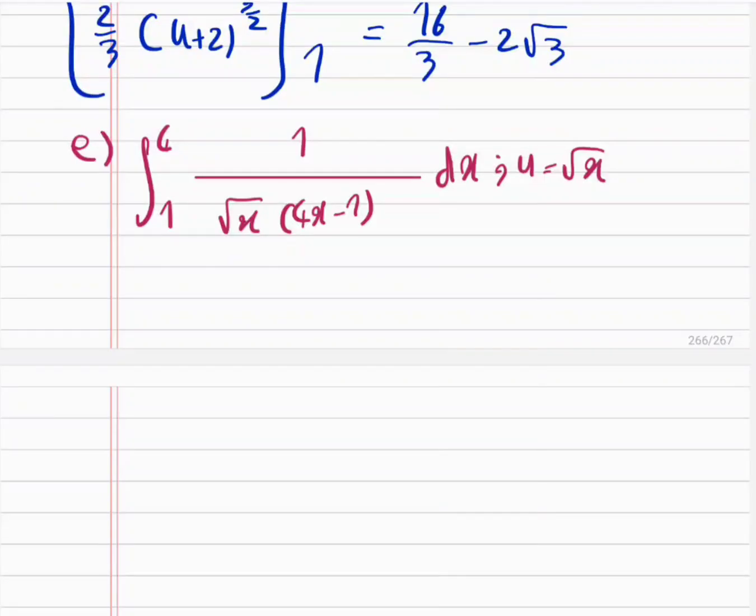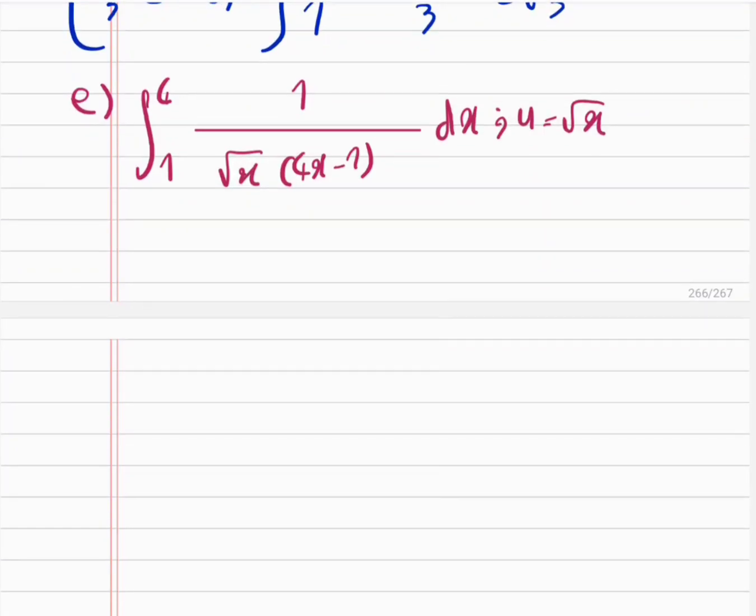Hi everyone, this video is on exercise 11 question 2e. So you want to integrate 1 over root x times 4x minus 1, and we are given the substitution u is equal to root x.